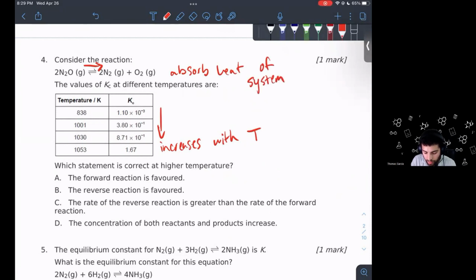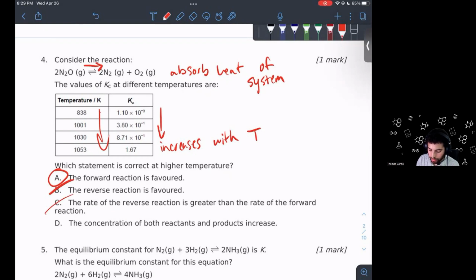Which statement is correct at higher temperature? The forward reaction is favored. Definitely true. We already see that. The reverse reaction is favored. That contradicts it. The rate of reverse reaction is greater than the rate of forward reaction. Well, that can't be true because we still find an equilibrium. And if the rate of reverse reaction was greater, then we would have a lower Kc.